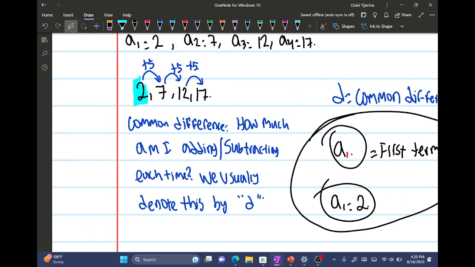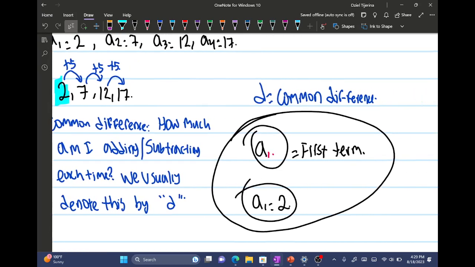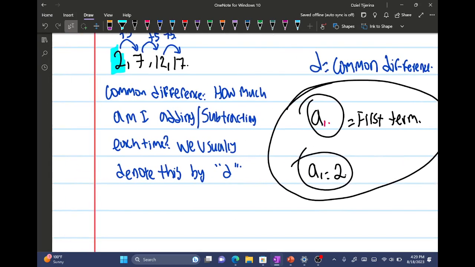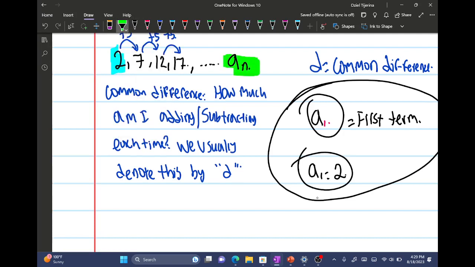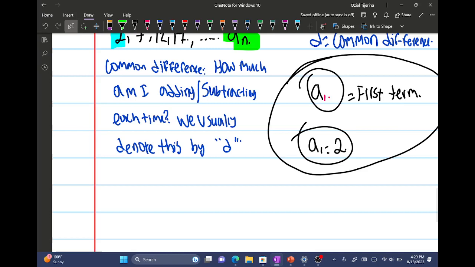And like I said, 5 is my common difference. It doesn't have to be addition or subtraction. And then let's say I want to go comma, and then some term A sub n, meaning an nth term. We don't know what it is, right? Now, the way this is defined, if I want to write a formula for this sequence, I'm going to use the following formula.